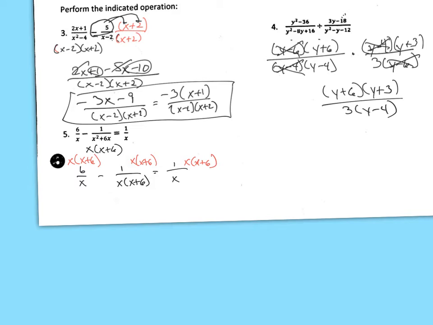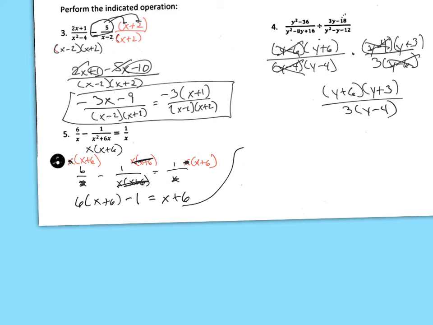Now what happens is some things cancel. So like here the x's cancel, so we're left with 6 times x plus 6. Here, everything cancels, so you're just left with -1. On the other side of the equal sign, the x's cancel, and we're left with x plus 6. So essentially what happens is the fraction is eliminated.